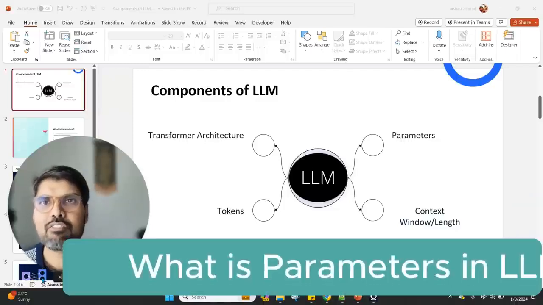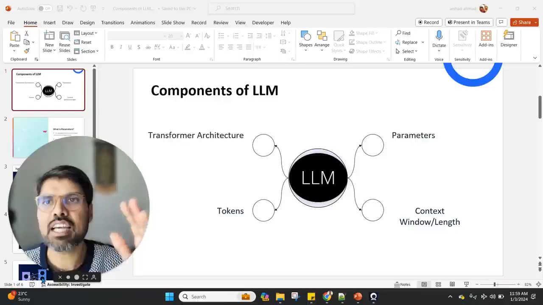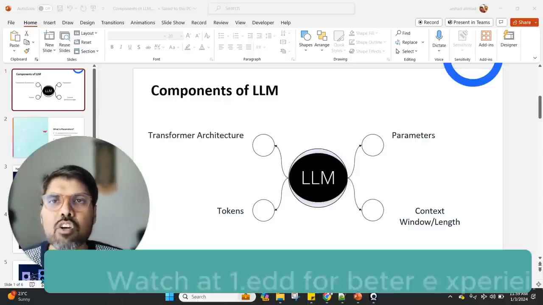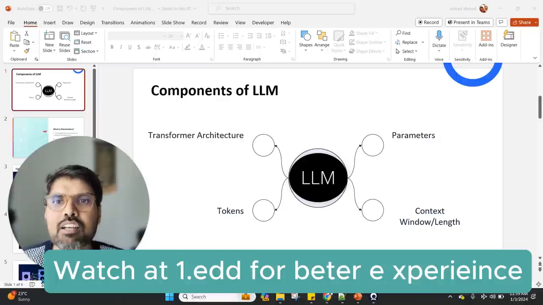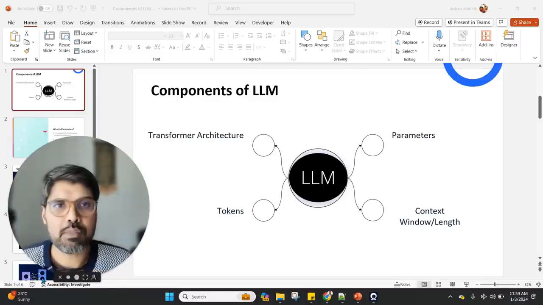Good morning everyone. There are four main components for a large language model. As you can see here, we have the transformer architecture, the tokens, the parameters and the context window length. When we talk about large language models, we almost always refer to the size of the model. Like GPT-3 has 175 billion parameters, and LLaMA 2, the biggest of the LLaMA models, has 70 billion parameters. What is this 70 billion parameters?